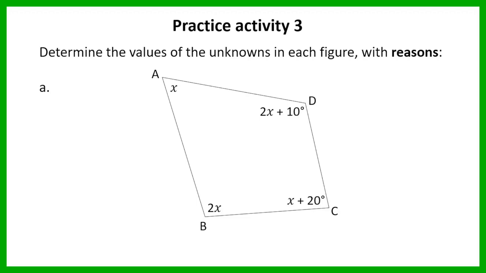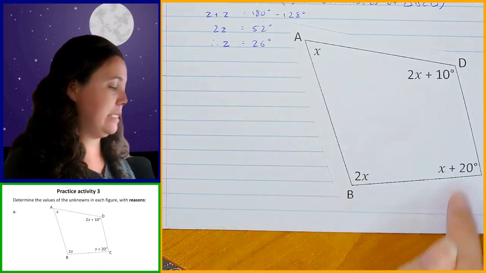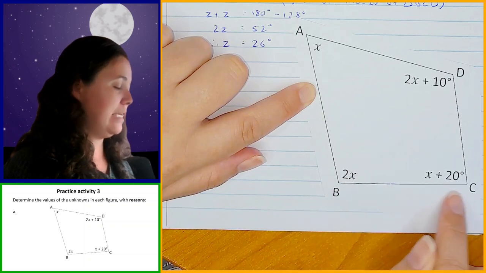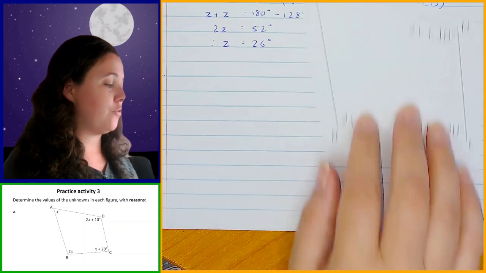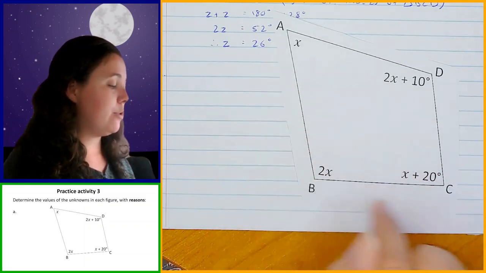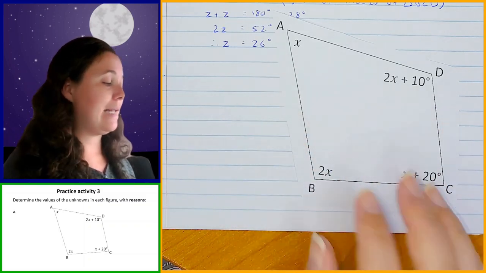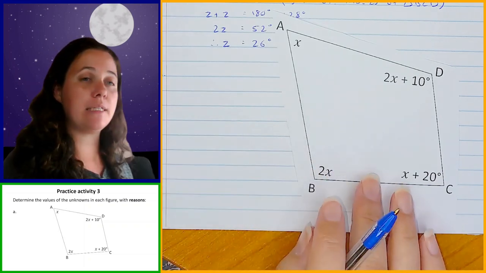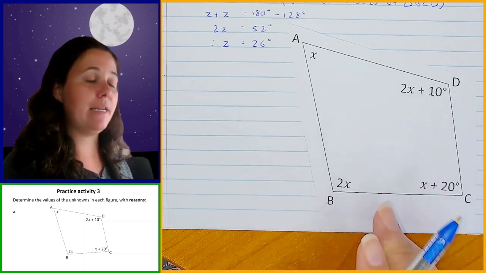Okay, so let's see how that went. So in this question, we have got quadrilateral ABCD, where angle A is X, angle B is 2X, angle C is X plus 20 degrees, and angle D is 2X plus 10 degrees. So first, I don't need to work out what type of quadrilateral this is, because I'm just going to use the interior angles of a quadrilateral and say, because I know that the interior angles of a quadrilateral must add up to 360 degrees, I can work out what X is going to be. So I'm just going to add up all the angles and make it equal to 360.